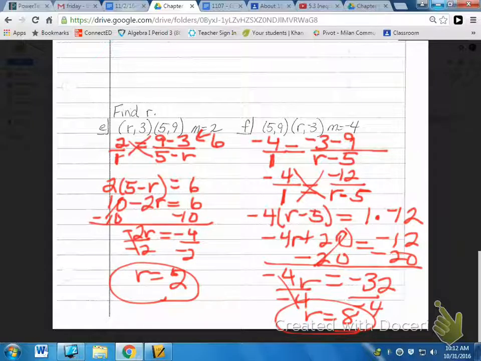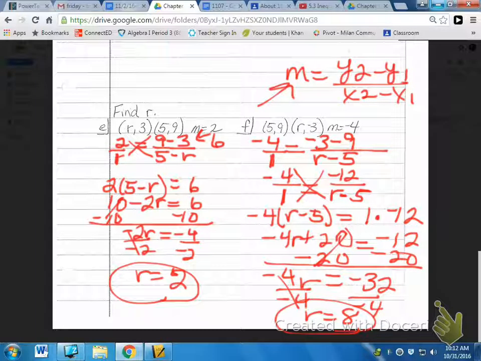So you set up the proportion by plugging in. Basically you're using this formula, y2 minus y1 over x2 minus x1. You put the slope in here that they give you, put it over 1. Plug in the y2 minus y1, the x2 minus x1, cross, cross, and you will have an equation that you solve. Do the distributive property, and then solve the two-step equation from there, which finds the value of r.